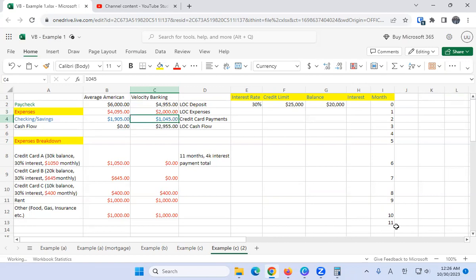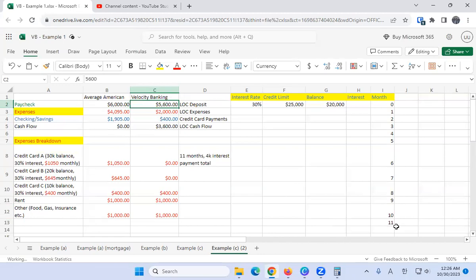Since we only have to worry about credit card C, this is essentially going to go to 400, right? So now it's 6,000 minus 400, which is going to be our credit card deposit. So those would be 5,600. Okay. And how much is our line of credit expenses? It's still 2,000. So if you see that right here, we only have 2,000 in line of credit expenses.